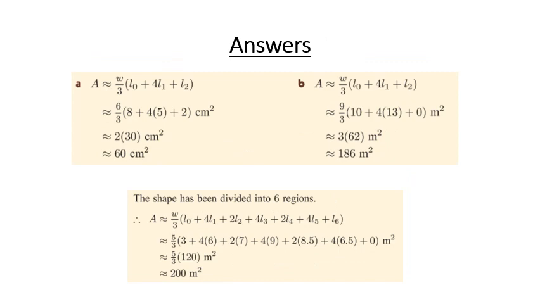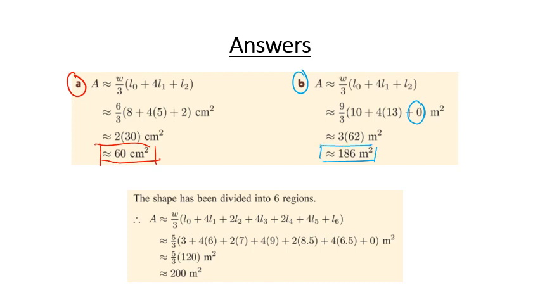Okay, so here are some answers and the working out. Hopefully for our first shape you would have realized that there were 3 lengths, L0, L1 and L2, so I'm currently talking about question A here. You would have just substituted the values in and got an answer of 60 centimeters squared. All right, for our second question, so I'm now talking about B. Notice that I mentioned that one of the lengths might be a 0. That was in fact L2. All right, you should have just inputted your values and got your answer of 186 meters squared.